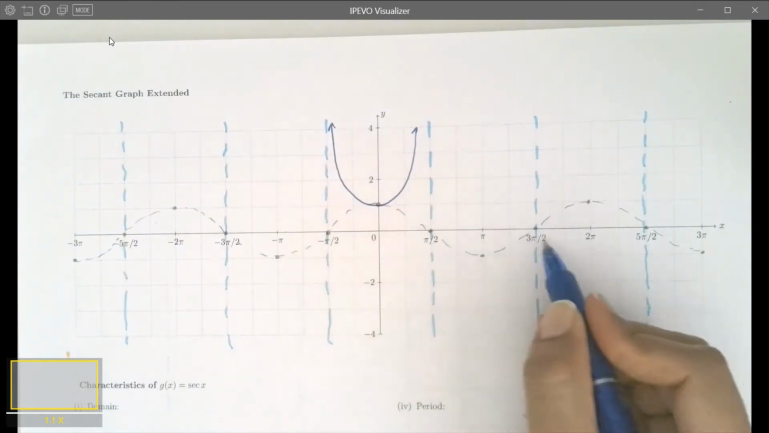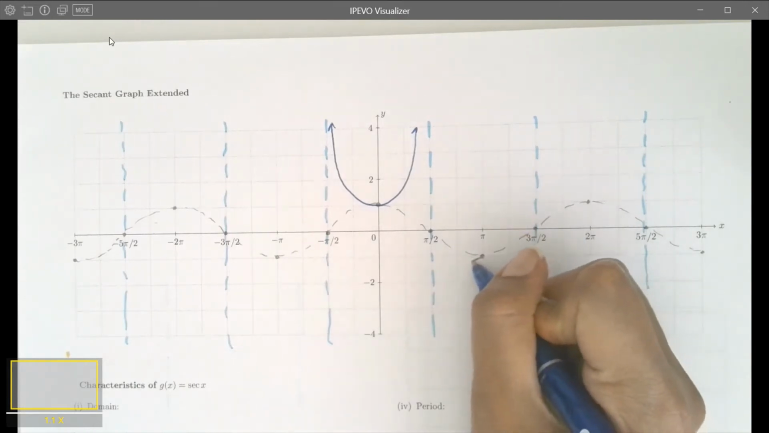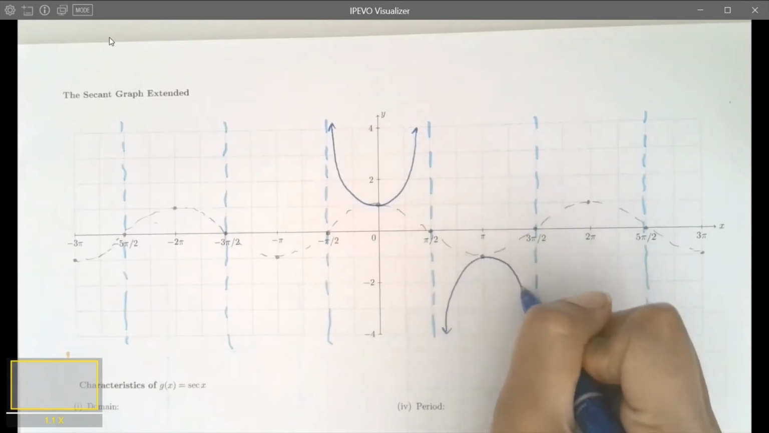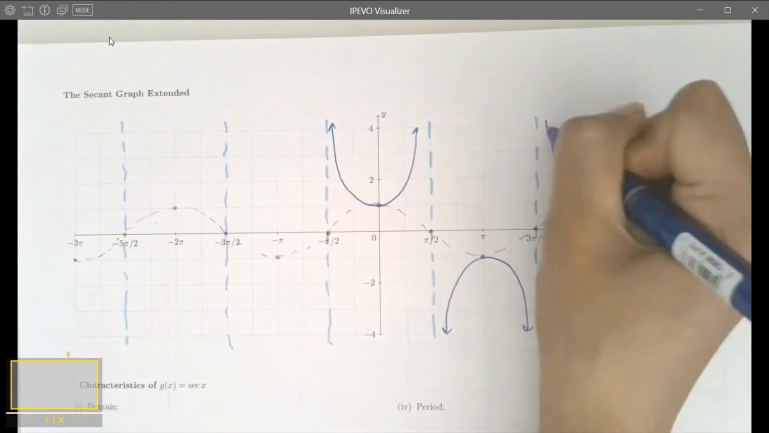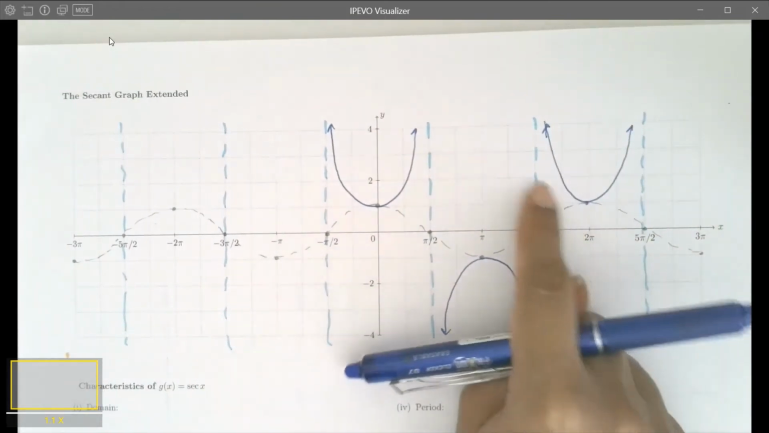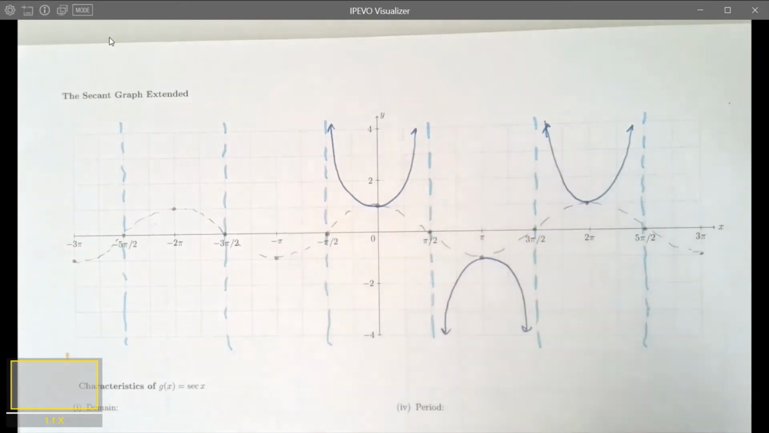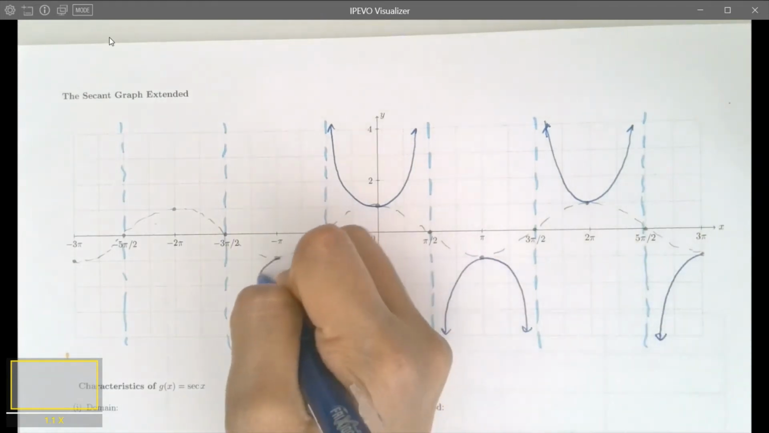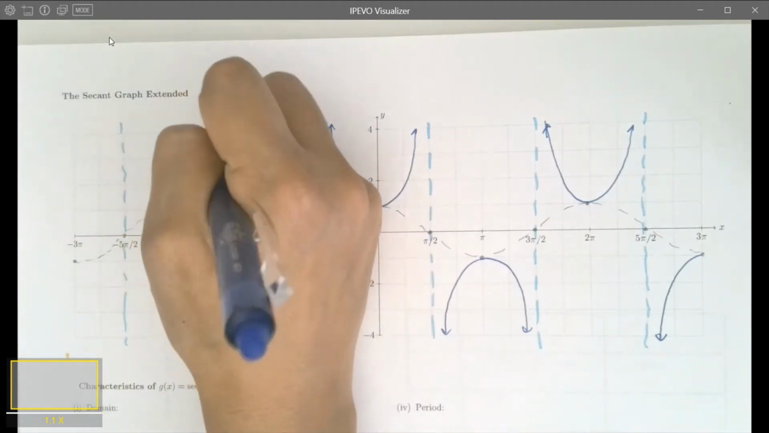Between pi over 2 and 3 pi over 2, we have an upwards facing part of the graph, so we're going to flip it and get a downwards parabola. And that same principle applies throughout. What you have to be careful about is to never have the graph cross the asymptote, because that would mean you actually attain a value at 3 pi over 2 for secant, and we know that doesn't happen because at that point it is undefined. So we'll draw these parabolas, making sure not to cross the asymptotes.